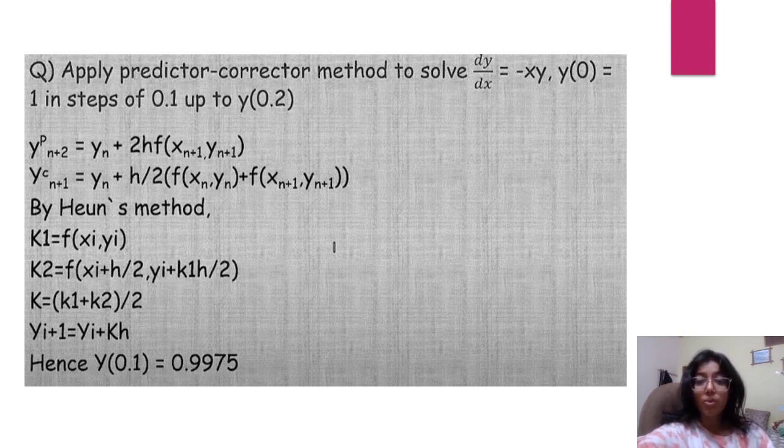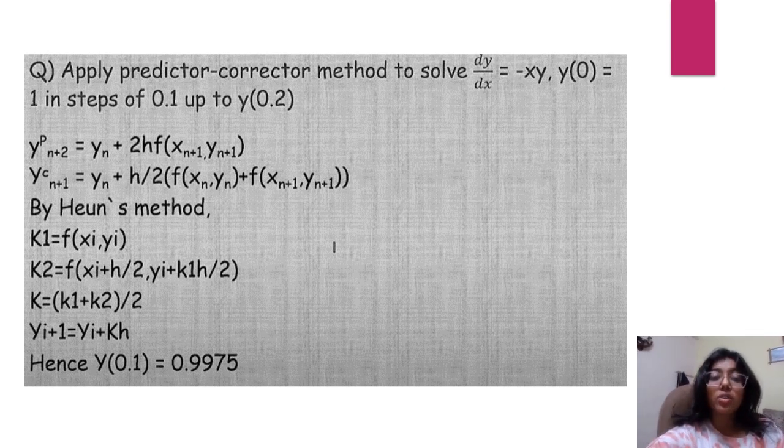dy by dx equal to minus xy, y of 0 equal to 1, in steps of 0.1 up to 0.2. Here we use this formula that says y^p(n+2) is equal to yn plus 2h f(x(n+1), y(n+1)). That also y^c(n+1) is equal to yn plus h upon 2 into (f(xn, yn) plus f(x(n+1), y(n+1))).